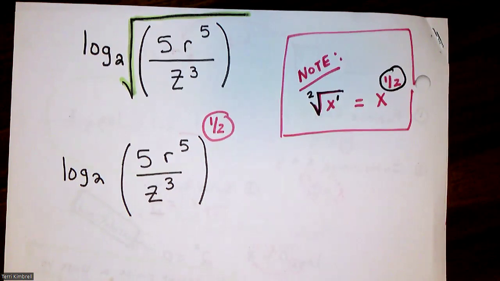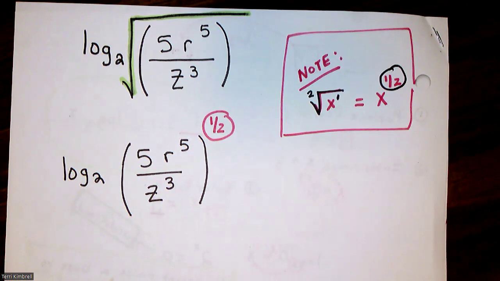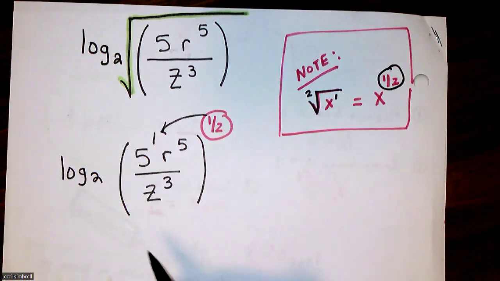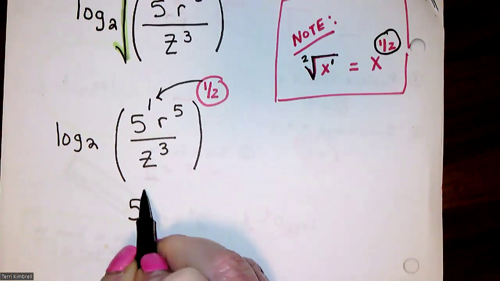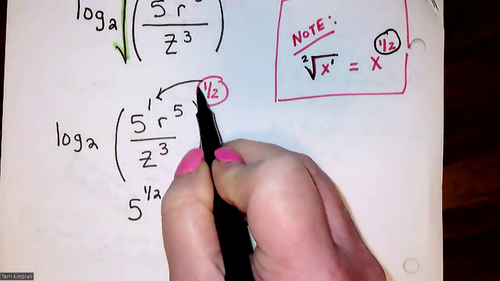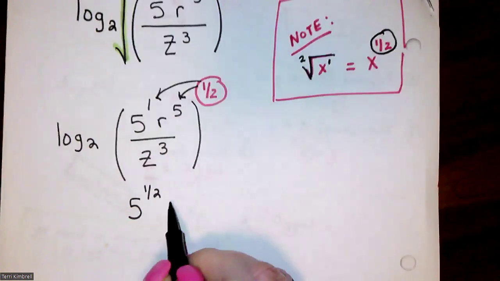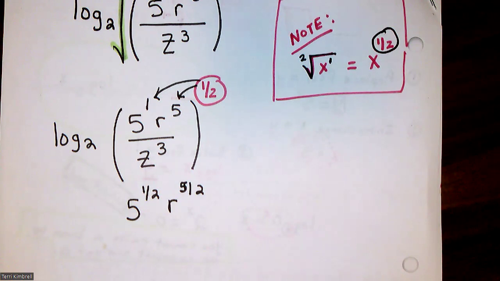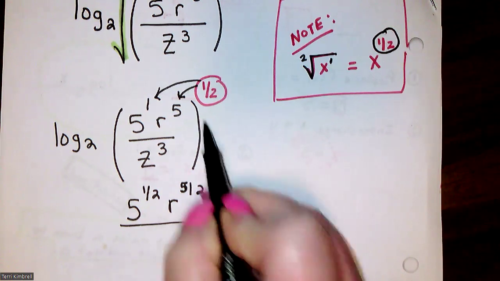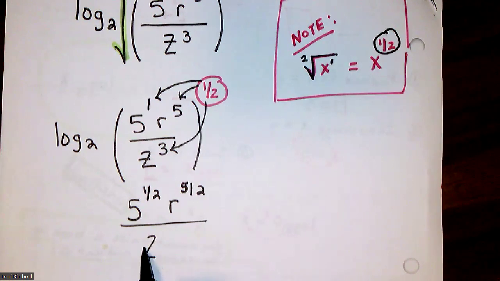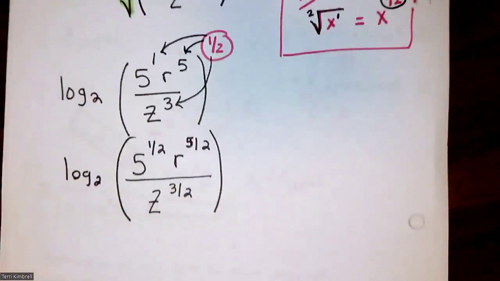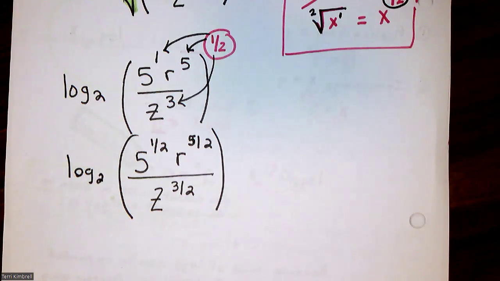Okay, now I'm going to use the power of a power rule, which tells me that I'm going to multiply my exponents. So that would go now to 5 to the 1/2, r to the 5/2 over z to the 3/2. And I still have log base 2 outside. Okay, now I've taken care of the exponents.